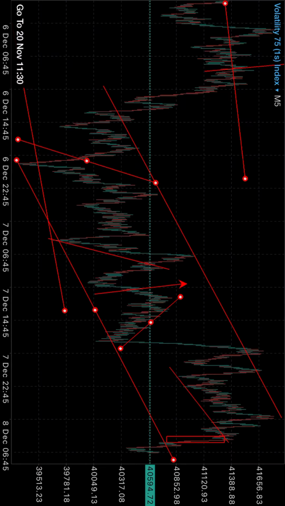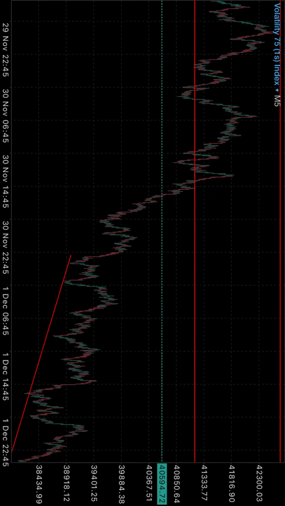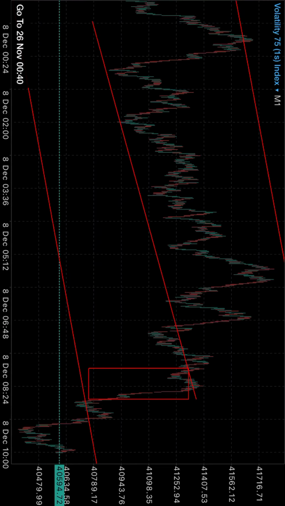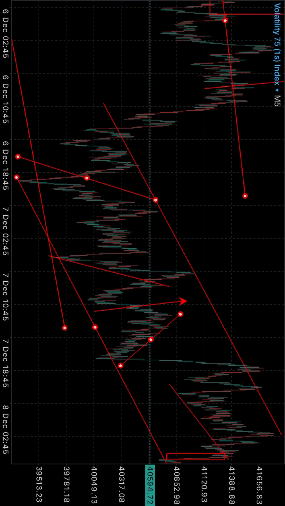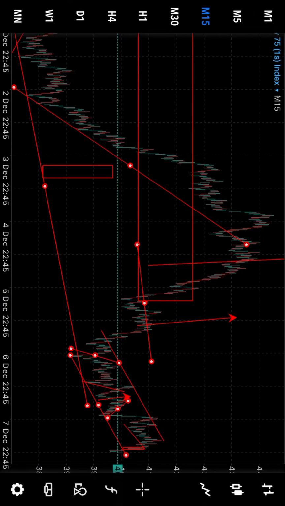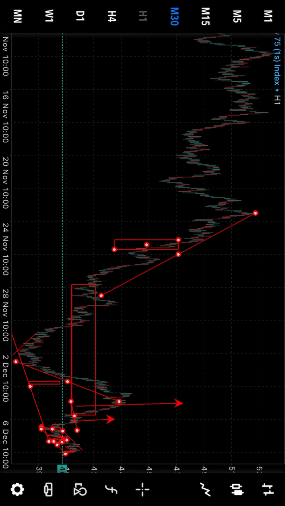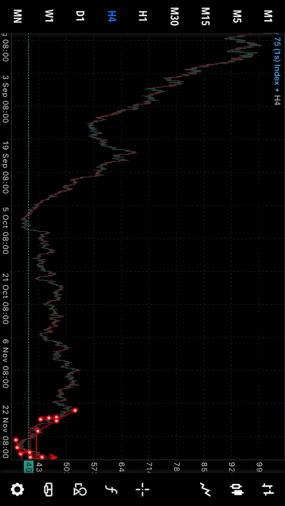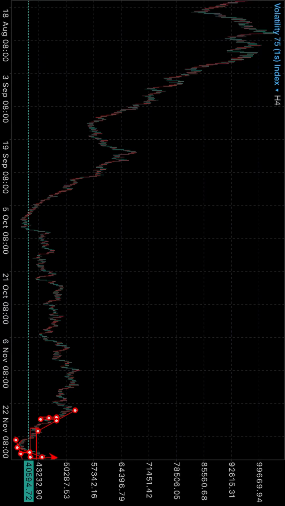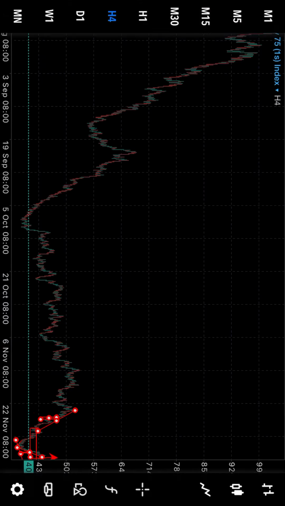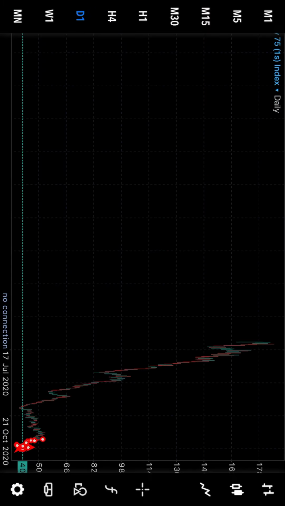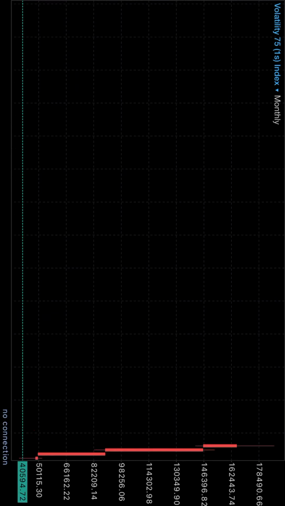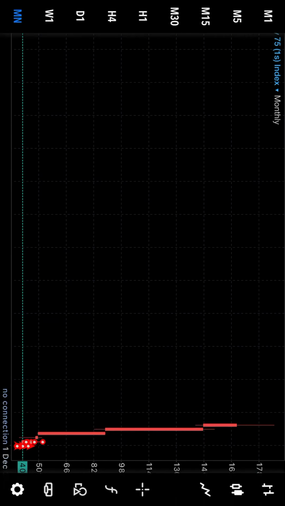Market time frames. So in your mobile phone, you're going to have this: 1 minute time frame, 5 minute time frame, 15 minutes time frame, 30 minutes time frame, 1 hour time frame, 4 hours time frame. This H4 is 4 hours, H1 is 1 hour, M30 is 30 minutes, M15 is 15 minutes, and so on. D1 is 1 day time frame, W1 is 1 week time frame, MN is 1 month time frame.